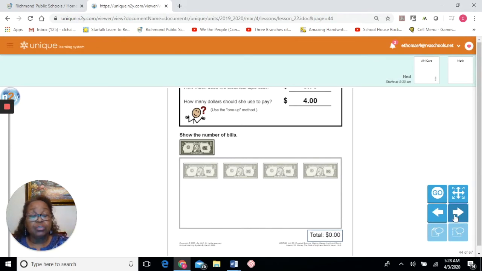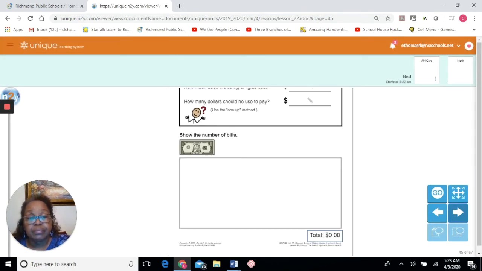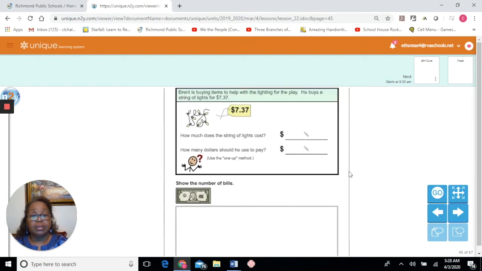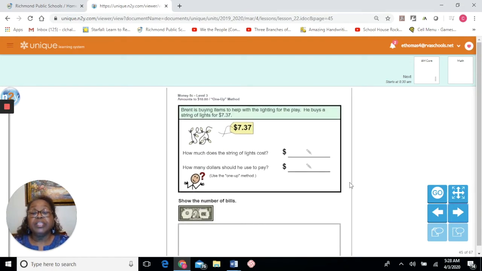All right, let's do our next problem. Brent is buying items to help with the lighting for the play. He buys a string of lights for $7.37. We have our dollar sign and our decimal point. How much does the string of lights cost? Let's key that value in. $7.37.